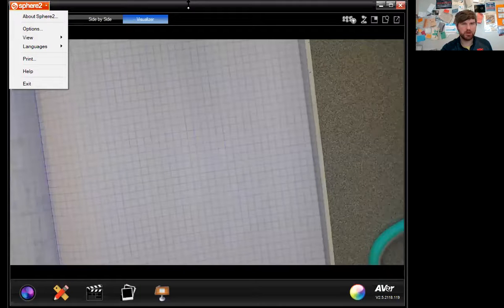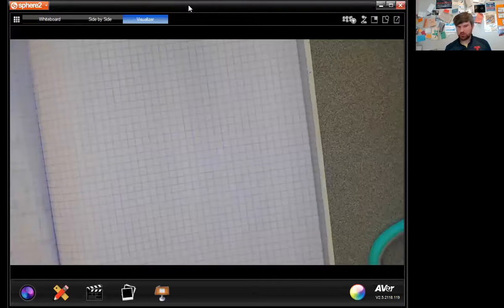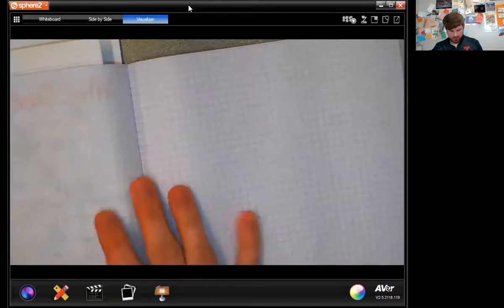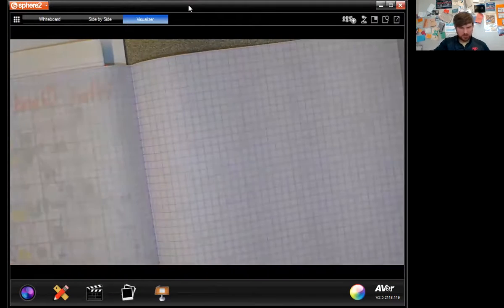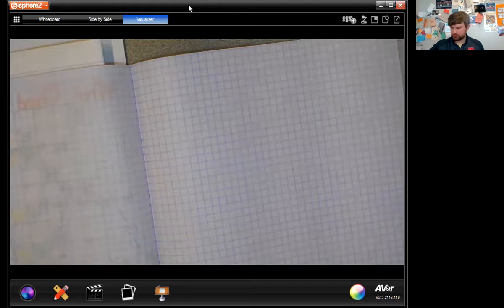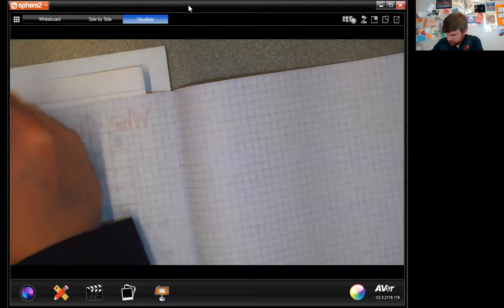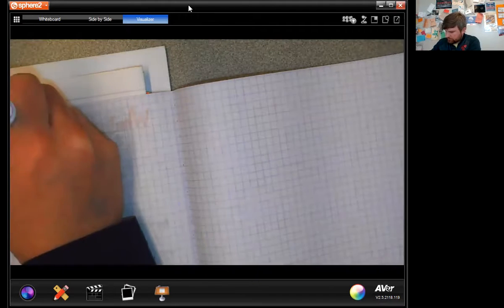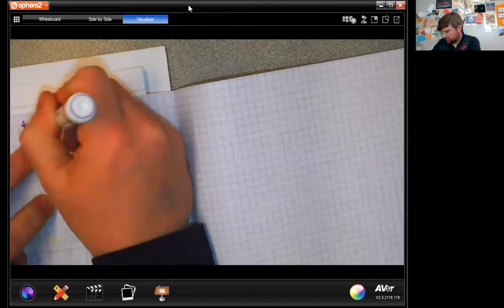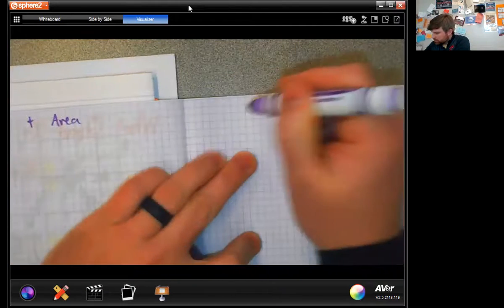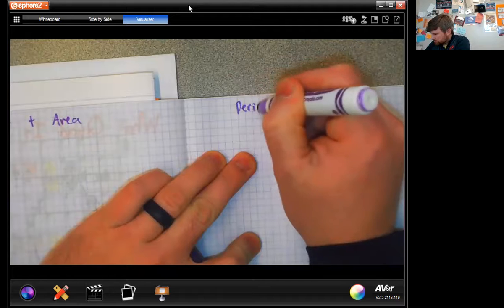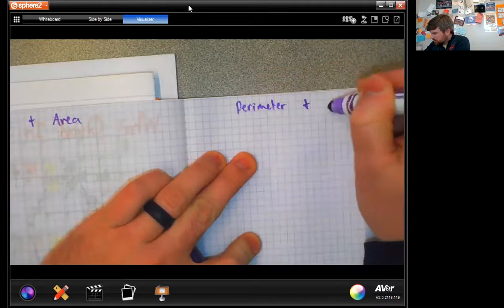Like I said, we're on page 102 and 103 in our notebook. We're going to title this Perimeter and Area Formulas, on both sides. So perimeter and area.